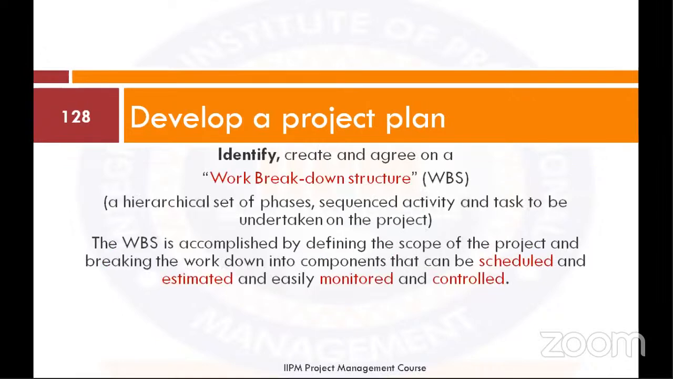For developing the project plan, you identify, create, and agree on a work breakdown structure. So first of all, you break down your project into phases, and then from the phases, you break them down into activities or series of activities that will deliver the expected result. The work breakdown structure, the WBS, is achieved by defining the scope of the project and breaking the work down into components that can be achieved, estimated, and easily monitored and controlled.